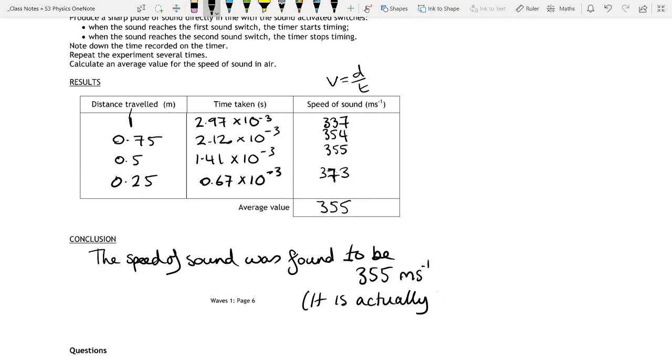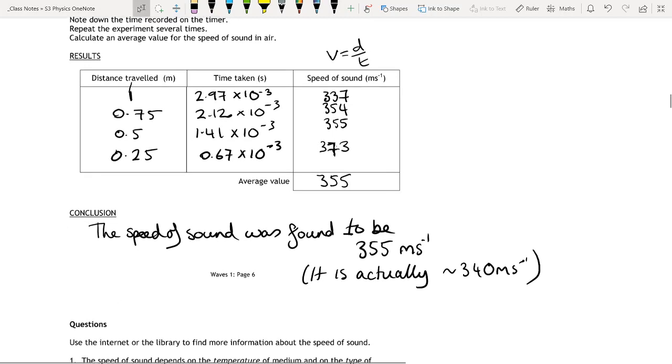Right, are we all getting similar answers to me? Okay. So I found the average to be 355 meters per second. So that would be my conclusion. The speed of sound was found to be 355 meters per second. Have you seen meters per second written down like that before?